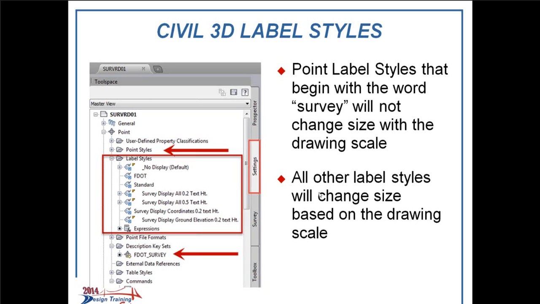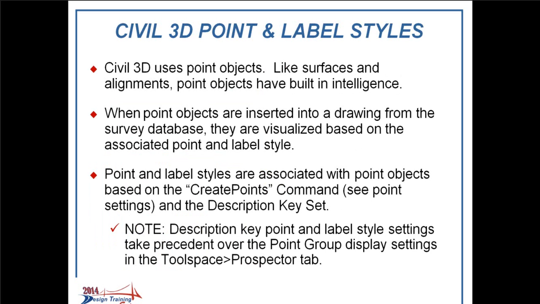All other styles, label styles under point, will change size based on the drawing scale. So right here we have FDOT and we have no display. Both of these are full styles, and using them will let you label your point objects and have the drawing scale control the size of the text.